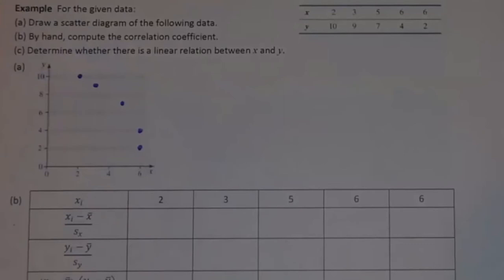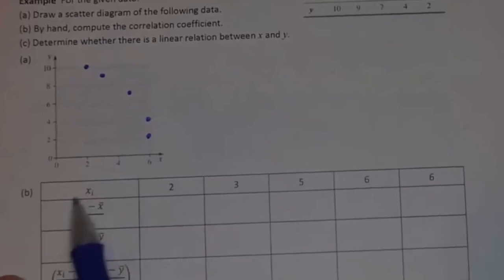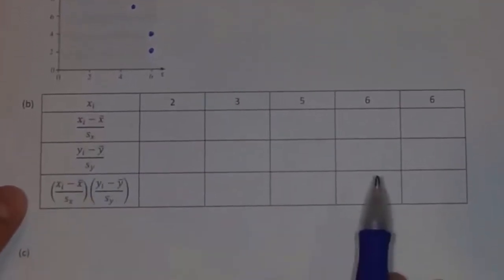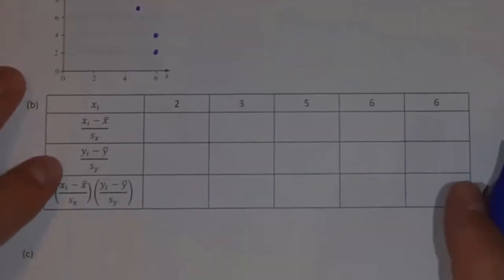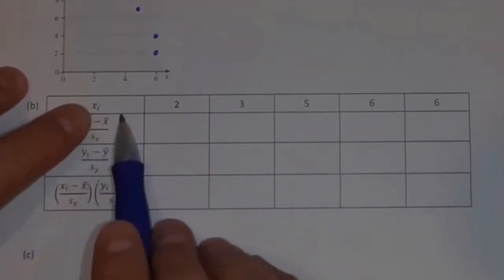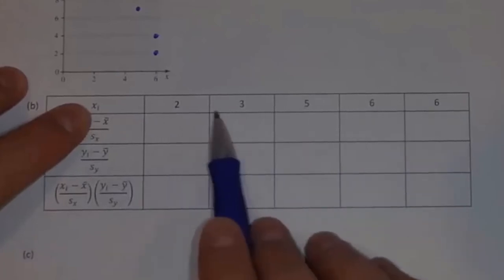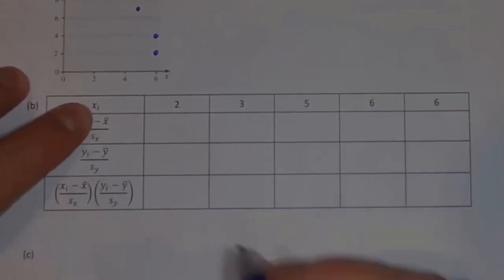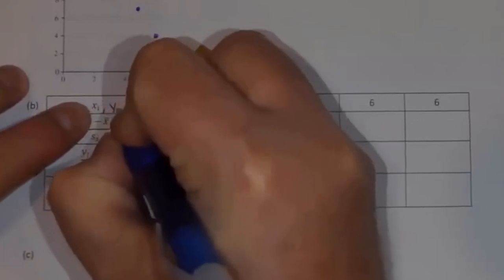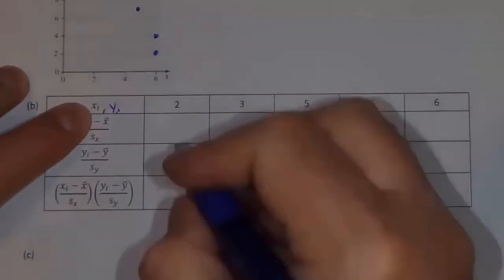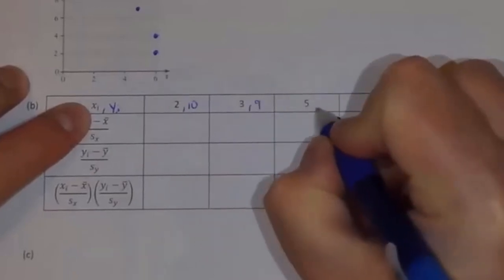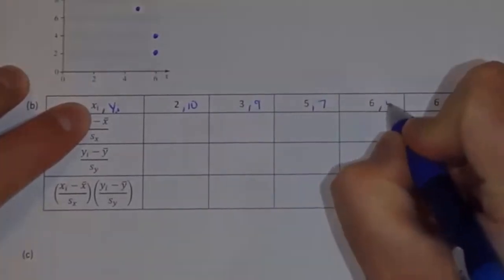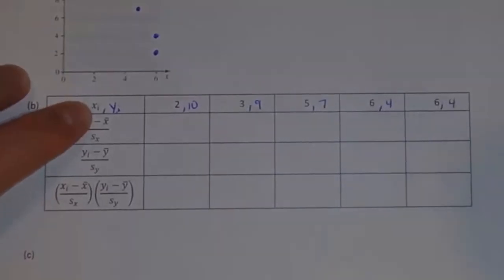So I want to calculate the correlation coefficient by hand. And I've given myself a table here to help with that. I did kind of goof up on my table, so I have to correct this. I included the X coordinates here, but I did not include the Y coordinates. So I'm going to put a comma and Y sub i. It was (2, 10), (3, 9), (5, 7), (6, 4), and (6, 2).